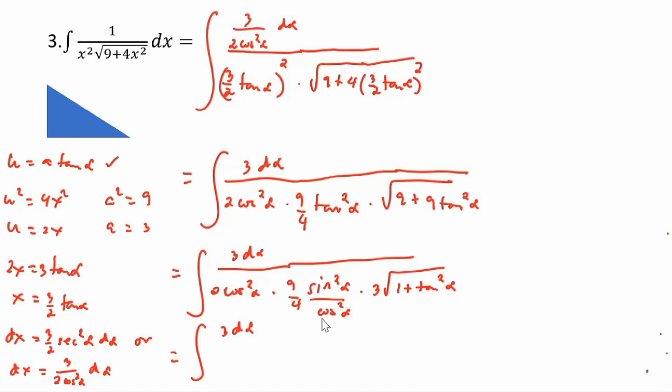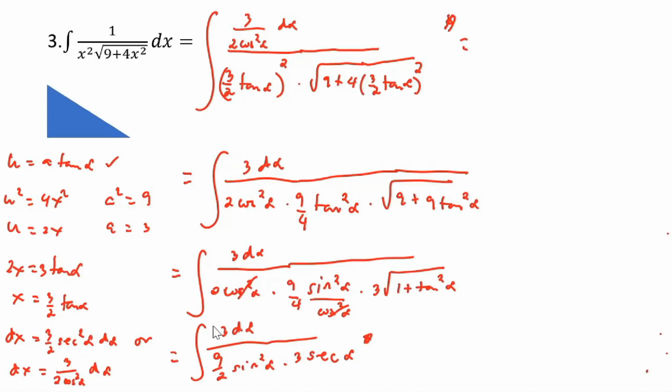So we can cancel cosine squared and cosine squared. So 2 times 9 over 4 will give us now 9 over 2 of sine squared alpha times the identity of 1 plus tangent squared alpha, which is secant squared alpha, but there is a square root of that. So take the square root of secant squared alpha. Therefore it gives us now 3 secant alpha. So from here, we can now simplify further.